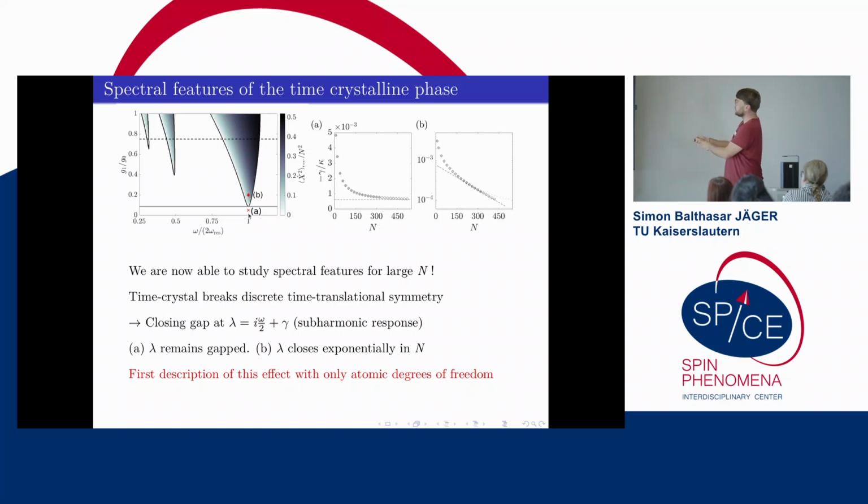In A, this is outside of the time crystalline phase. This is gamma over kappa as a function of n. And B is this figure over here, again gamma over kappa as a function of n. Outside of that time crystalline phase, what you see here is that it converges to some value which is different from 0. So that means the system is still gapped. It's outside of the time crystalline phase.